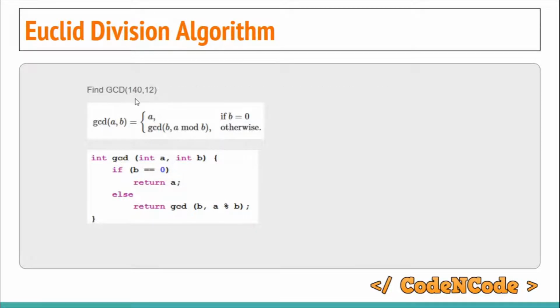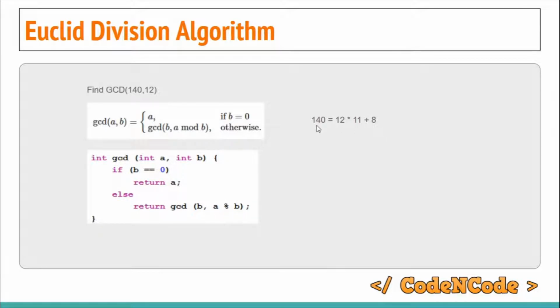Suppose we had to find GCD of 140 and 12. It would go something like this. You might have studied this technique, Euclid division algorithm, in secondary school while studying mathematics. While calculating HCF, we used Euclid division algorithm to calculate the HCF of two numbers.